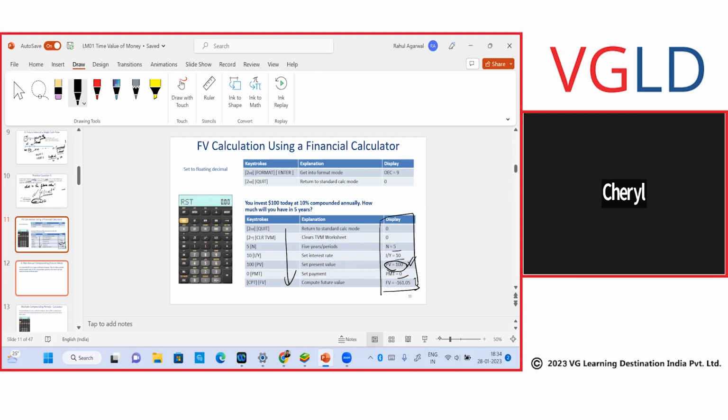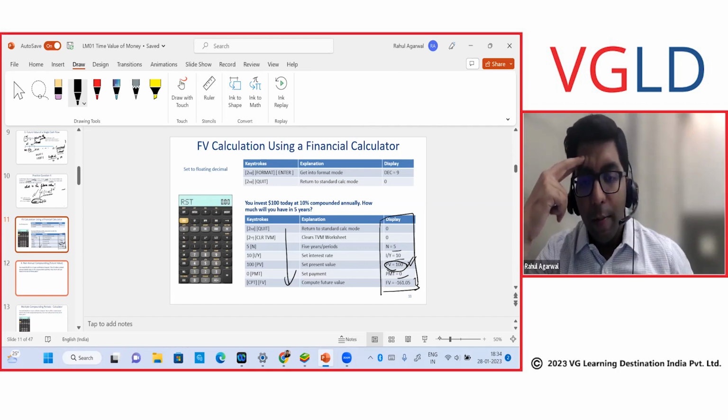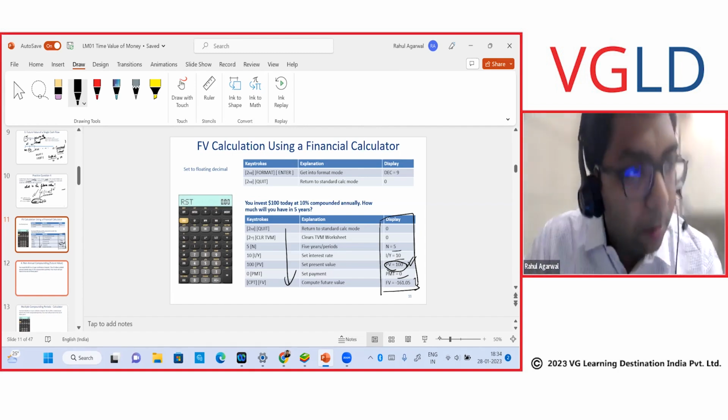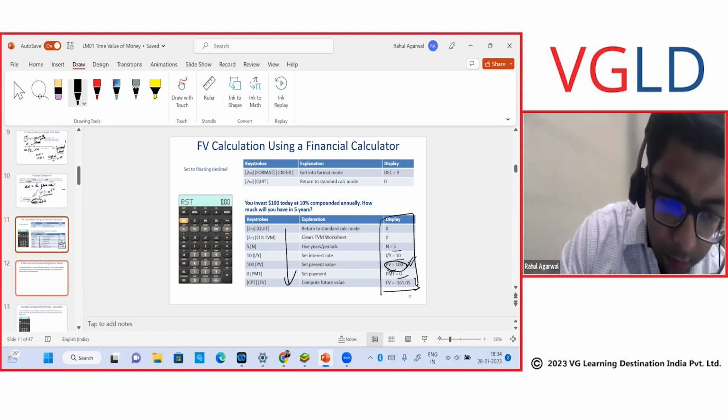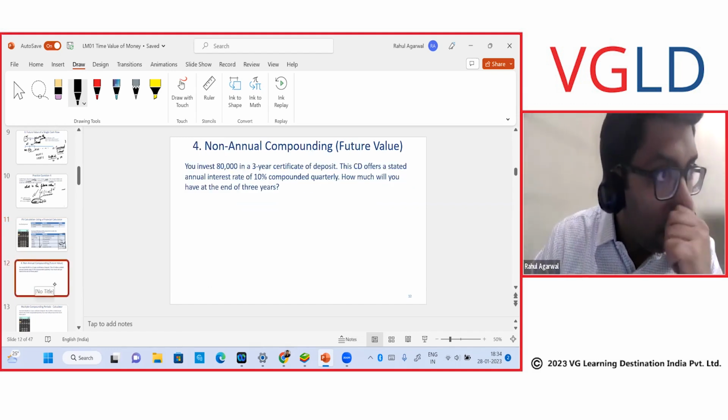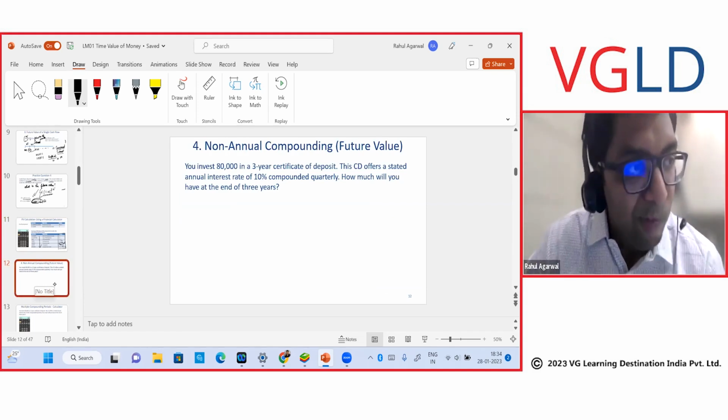So I was just thinking, this was for compounded annually. What if it was semi-annually? I'll teach you. But did you understand this? Yes, I understood this. Don't worry. It's good you are thinking in that direction. So your question will be answered here.